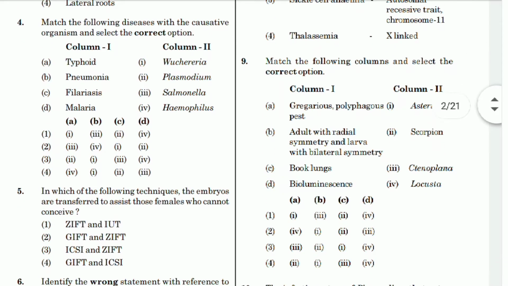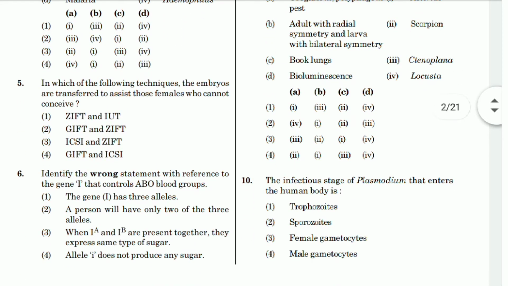The ninth question is, match the following columns and select the correct option. The correct answer should be option 2. That is, gregarious polyphagous pest is Locusta. Adult with radial symmetry and larva with bilateral symmetry, Asterias. The book lungs having organism is Scorpion, and the bioluminescence producing organism is Ctenoplana. So the correct option is the second one.